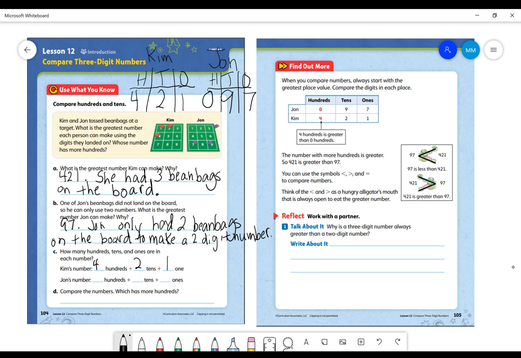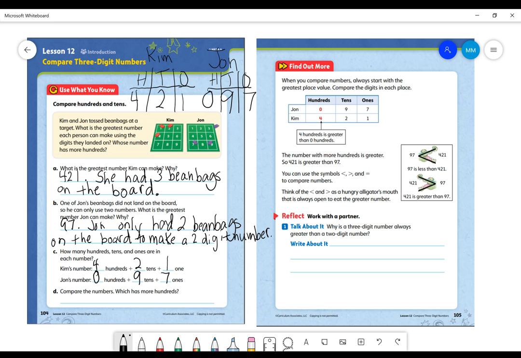In John's number, how many hundreds did he have? He had 0 hundreds because he only had 2 digits to work with. In our tens, how many tens did John have? He had 9 tens. And how many ones? 7 ones.